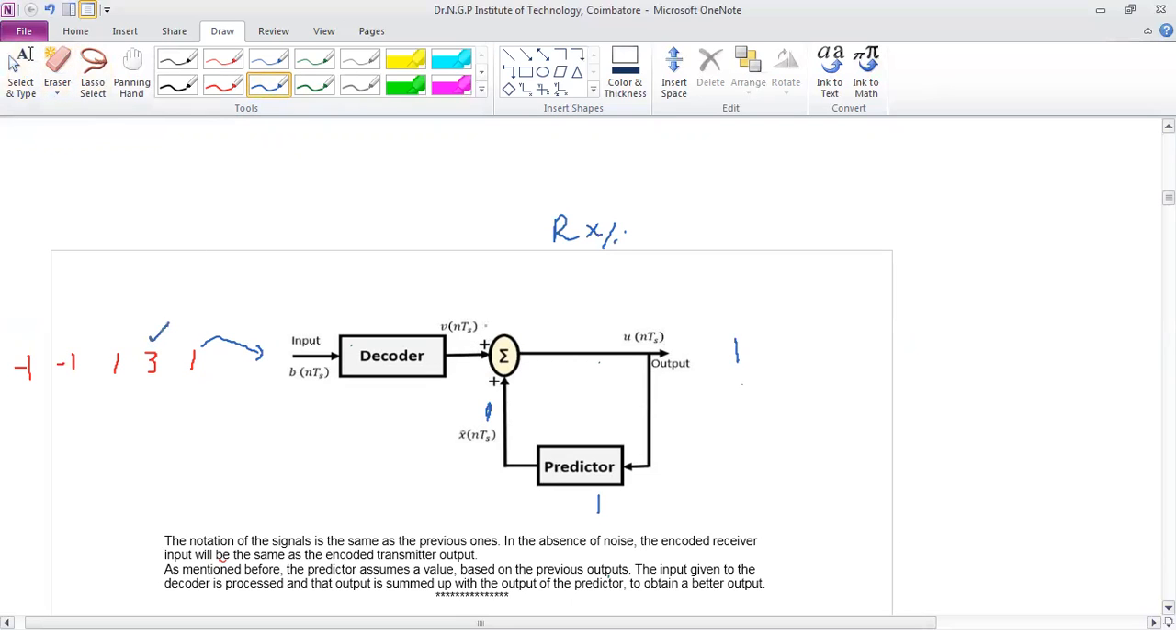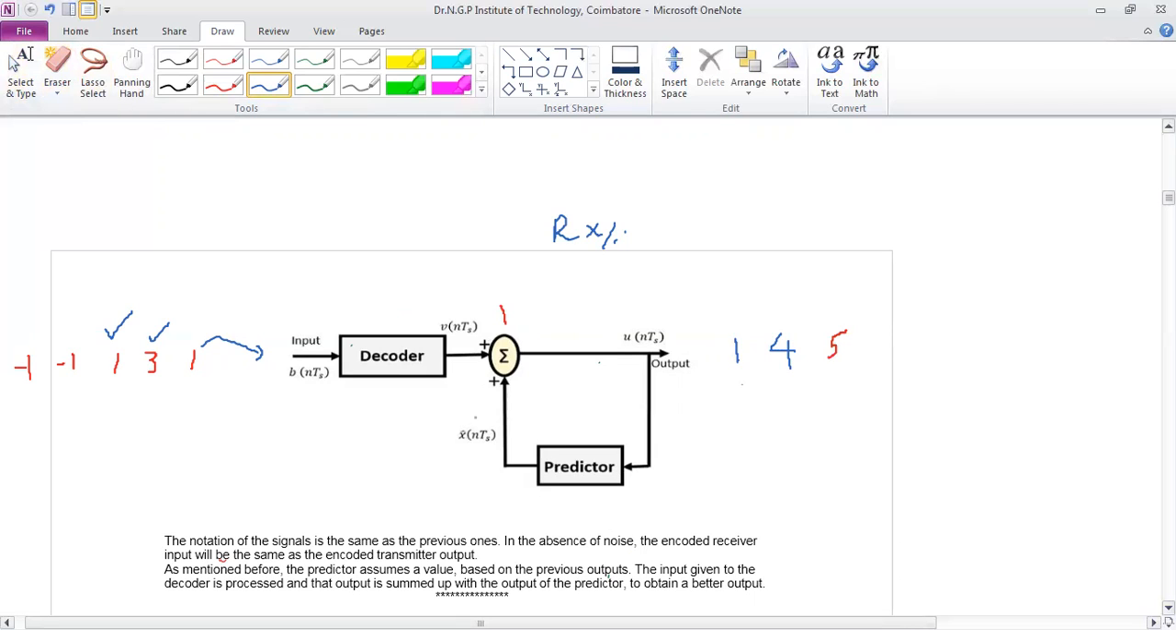What is the next sample? We have 3. So the input to this is 3. Now these two get added. 3 plus 1, what is my result? My result is 4. Now this 4 will be updated in the predictor. So x cap of nTs in the receiver is 4. My present data is 1. So you get 4 plus 1, 5. And this 5 will be updated in the predictor for the next sample.